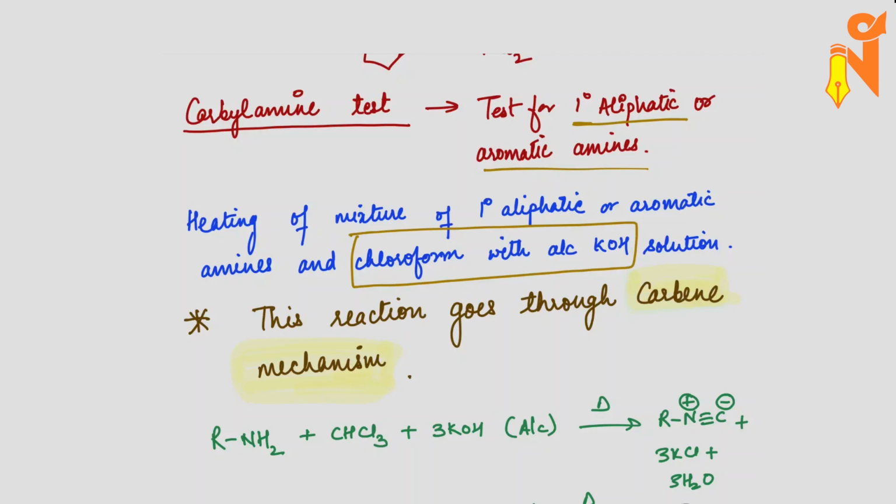CHCl3 and alcoholic KOH. We have to heat these amines, if you want to distinguish them and figure out whether a primary amine is present or not, we'll heat it with chloroform and alcoholic KOH, and if we find a very foul smelling compound formed, that means the carbylamine test is positive, or you can say the isocyanide test is positive.